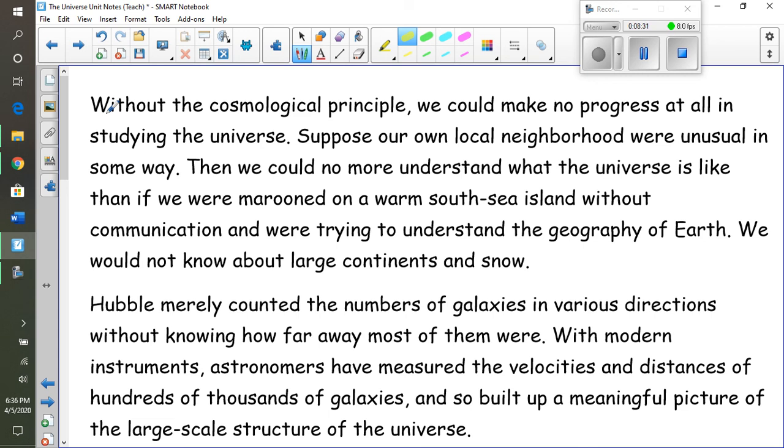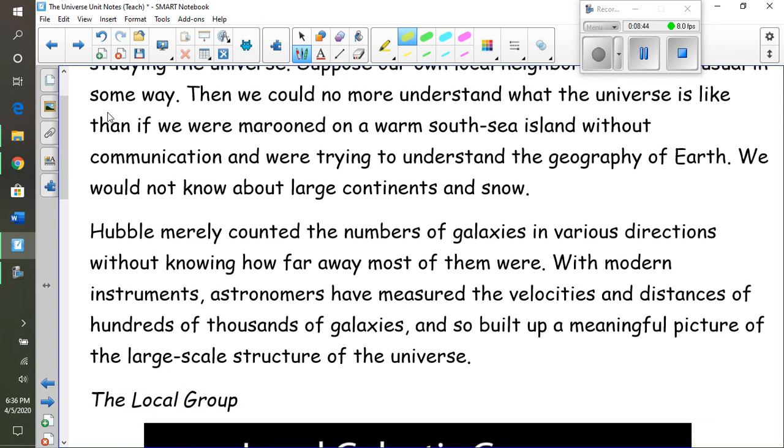Hubble basically did this by merely counting the number of galaxies in different directions, without knowing how far away most of them were. With modern instruments, astronomers have measured the velocities and distances of hundreds of thousands of galaxies and built up a meaningful picture of the large-scale structure of the universe.